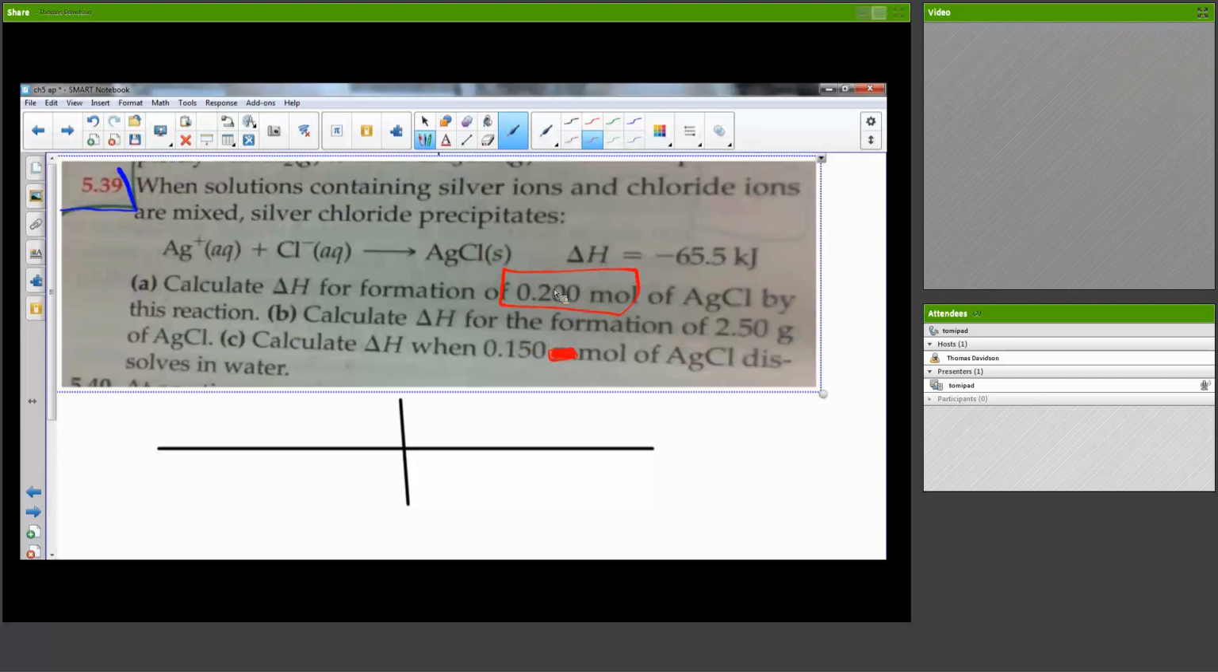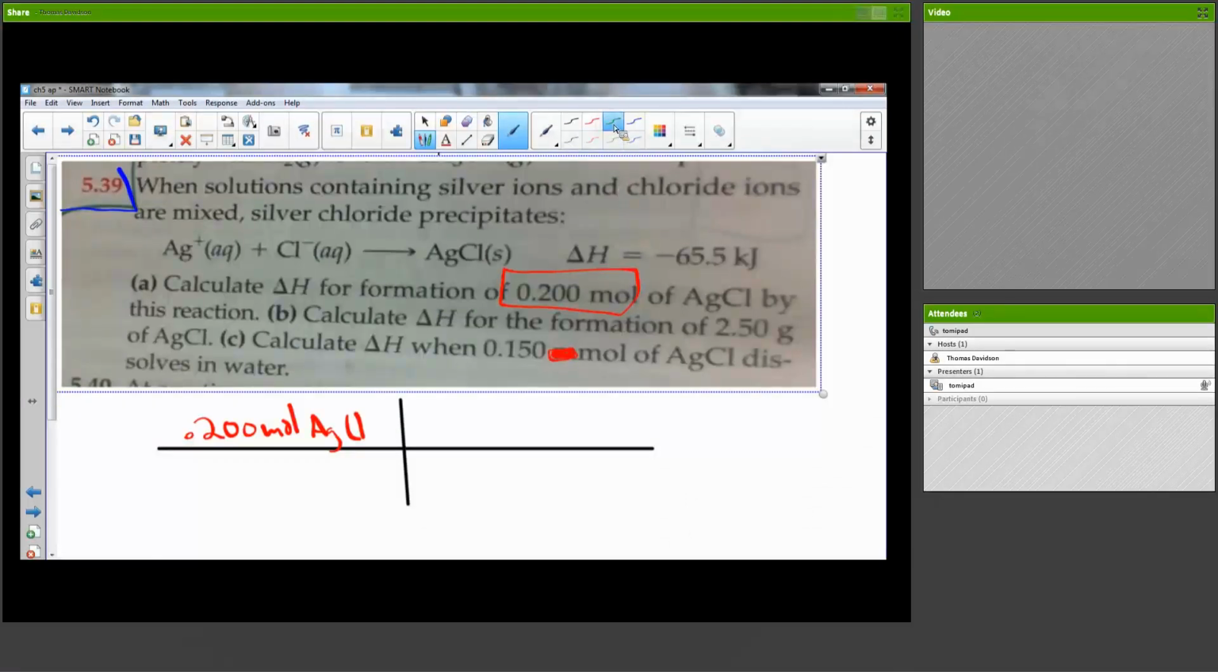What do you always do with the number I give you in a picket fence? You start with it. So I gave you 0.200 mole of AgCl. Now, the only other thing I gave you was the balanced equation. Please look.